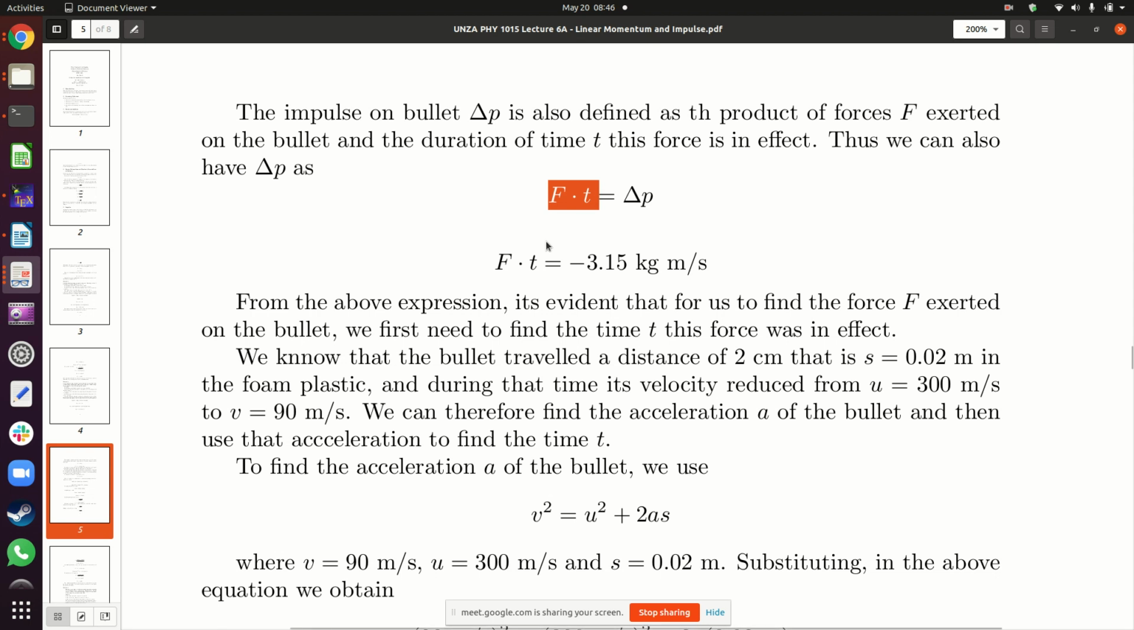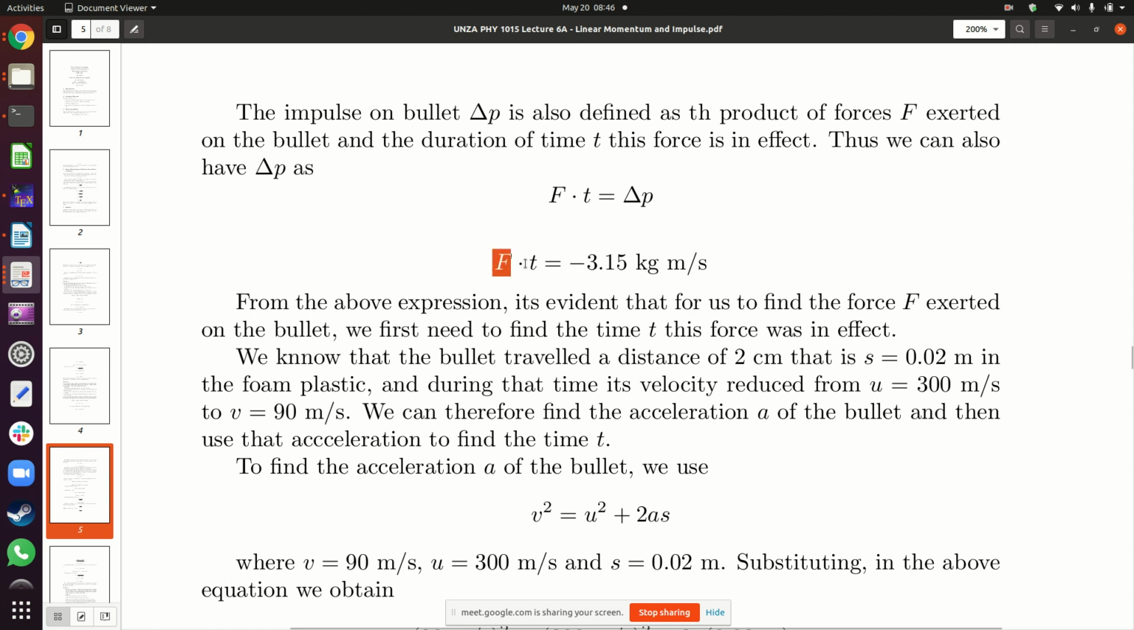The force which is causing the reduction in velocity, which is the resultant force F, multiplied by how much time it takes the bullet to pass through the plastic, is equal to the change in momentum, delta P. But we have this delta P. So this force times the time is equal to minus 3.14 kg meters per second. In this case, we do not know what the force is. We are looking for the force.